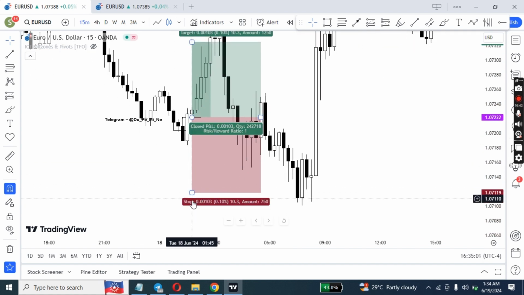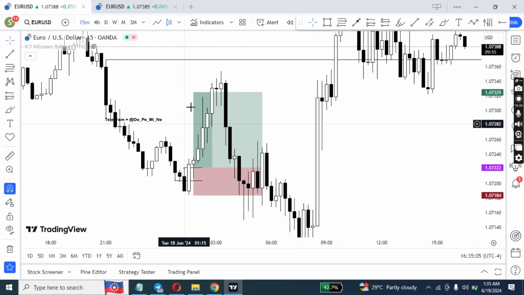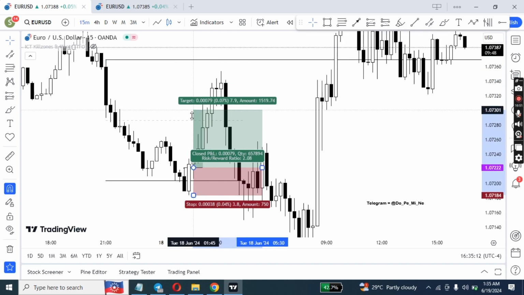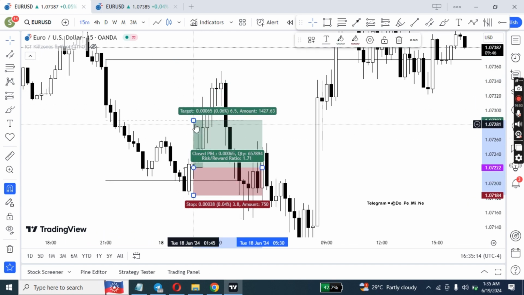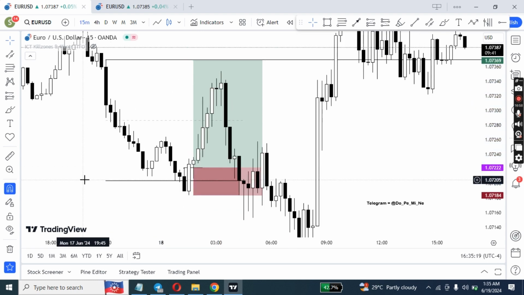And then we're going to put our stop loss right below this swing low, and we're going to first of all target the 50% of this range, right? Our first target is going to be the 50% of this range, which is right here, and our second target is going to be the CRT high right here, right?